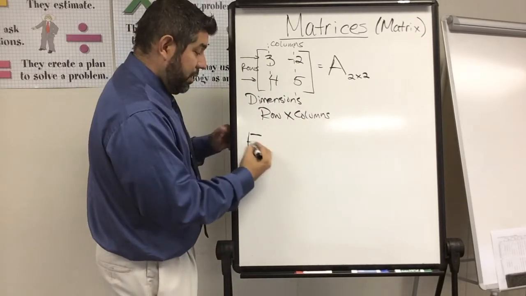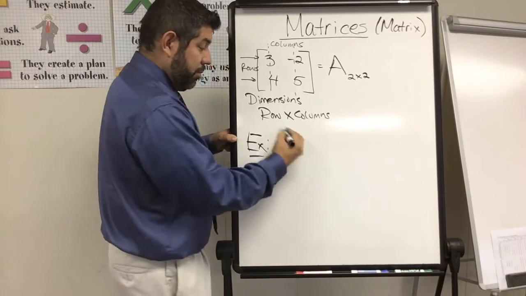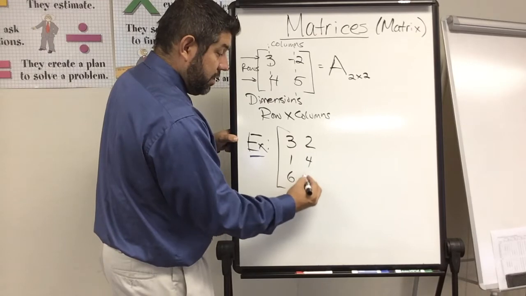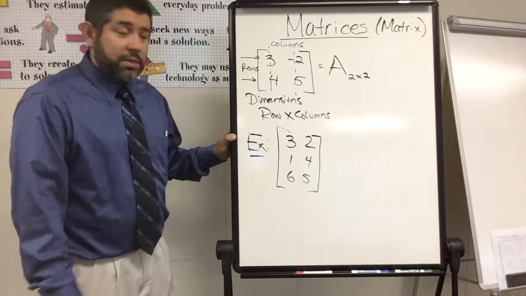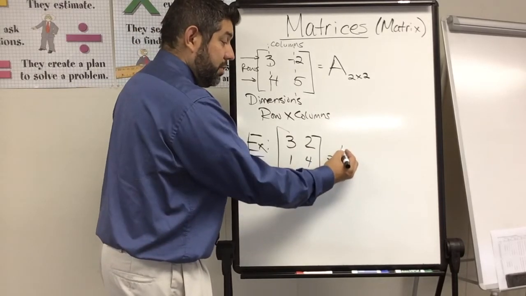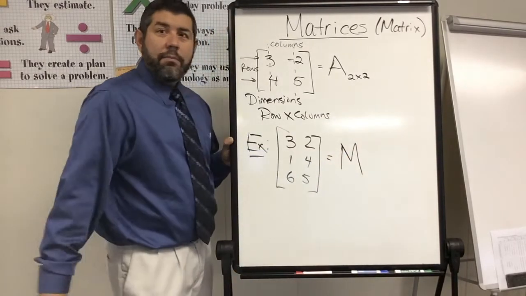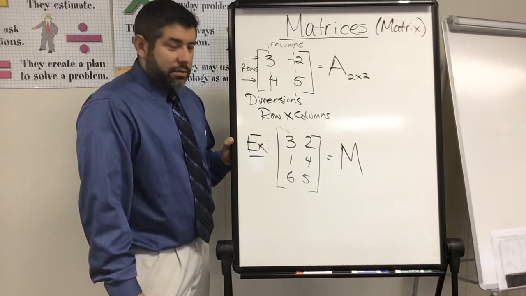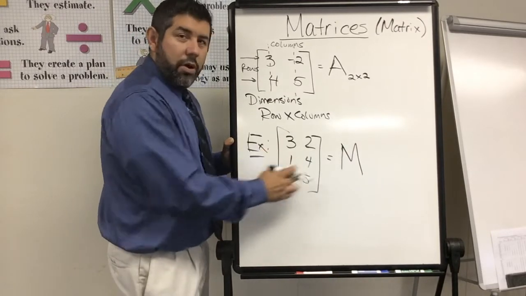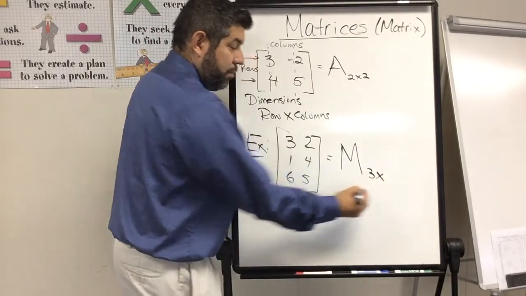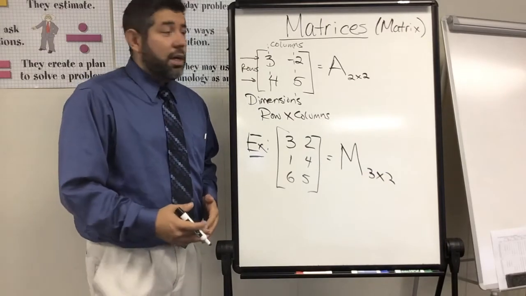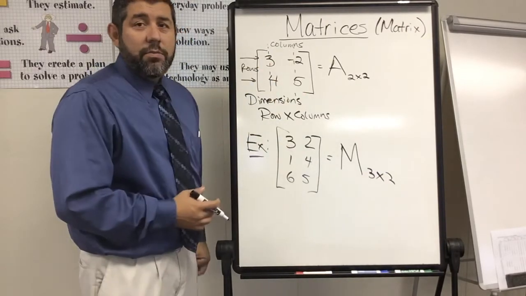An example of something that might look different would be 3, 2, 1, 4, 6, 5. That's another matrix. Why don't you take a guess at what the dimensions of this matrix are? We'll call this matrix M for Maestas. What do you think the dimensions are? There are 3 rows by 2 columns. All right, so that's how we find the dimensions of a matrix.